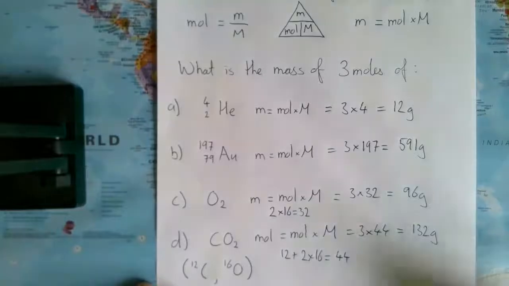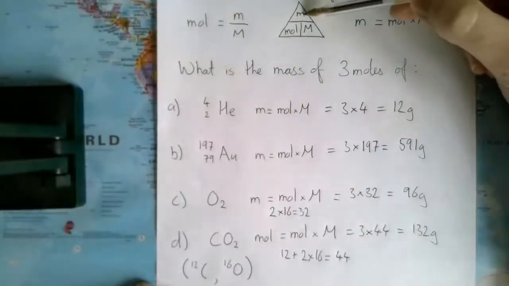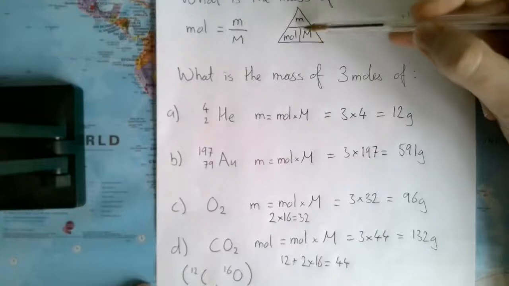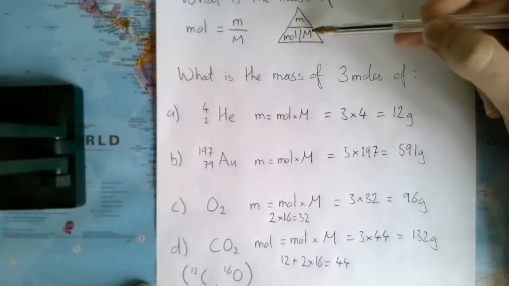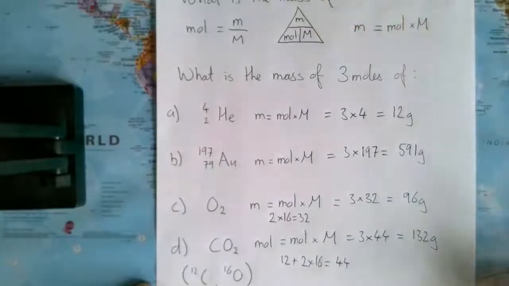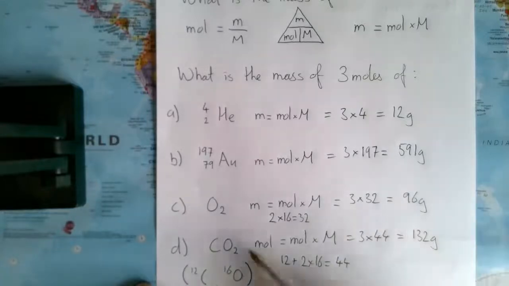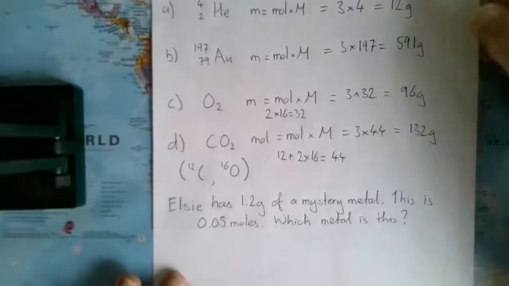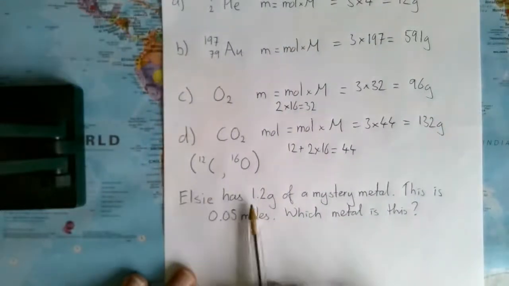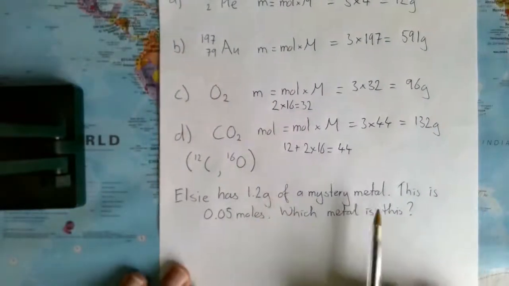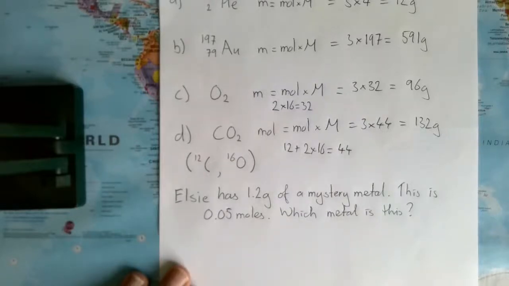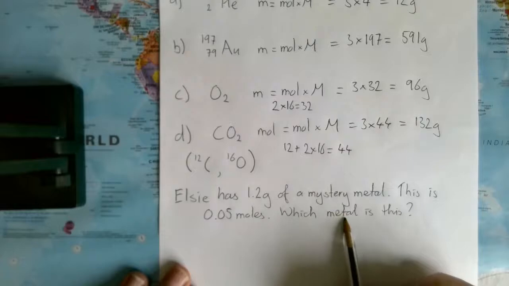Final way of doing it. You've seen how to do it to get mass, you've seen how to do it to get the number of moles. What about to work out the identity, the mass of 1 mole? Now if they tell you the element or the compound, you can look it up. So the way these questions would be written is something like this. Elsie has 1.2 grams of a mystery metal. You're told how many moles this is, 0.05, so you've got to identify which metal it is.